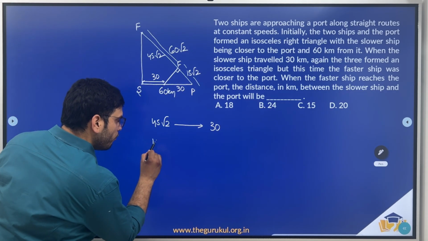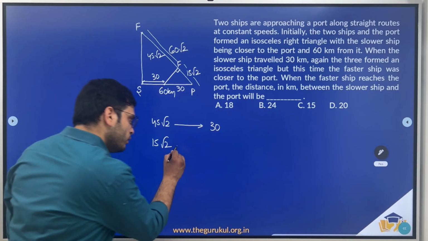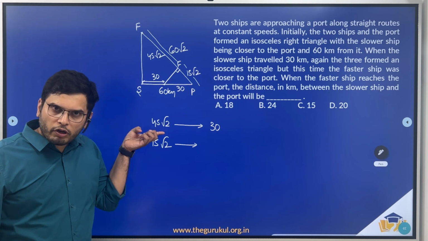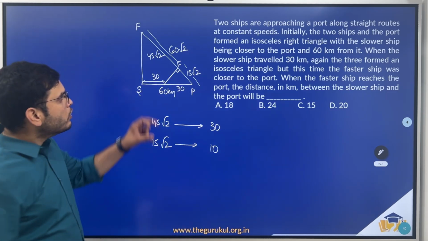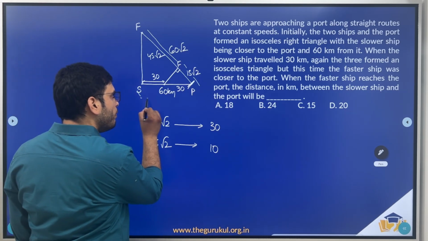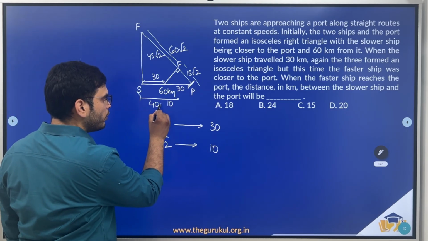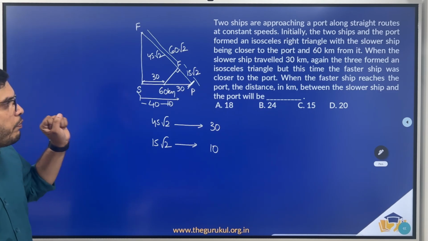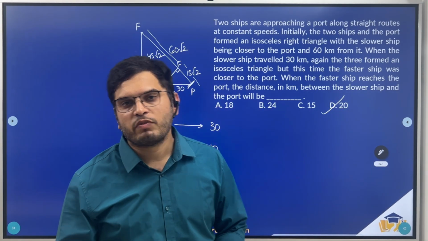So in the time that the faster ship travels 45 root 2 kilometers, the slower ship travels 30 kilometers. Now the faster ship still has to travel 15 root 2 kilometers, which is one third of 45 root 2, so the slower ship will travel one third of 30, which is 10. So by the time the faster ship reaches the port, the slower ship will have traveled another 10 kilometers. So the total distance would be 40. Now what was asked: at that time, what is the distance between the slower ship and the port? So 60 minus 40, 20 kilometers should be the answer to this question.